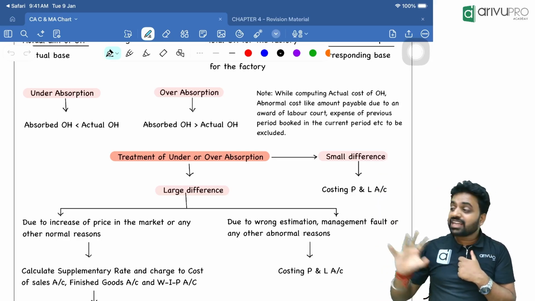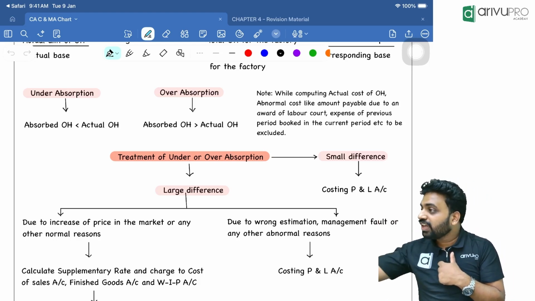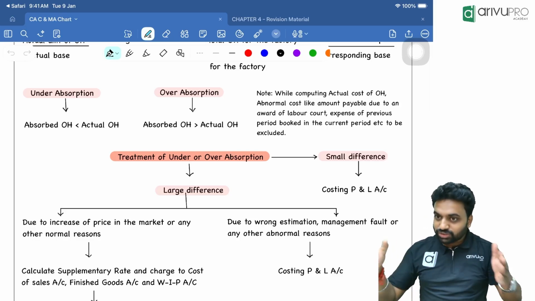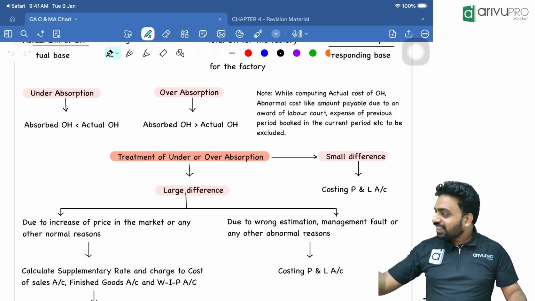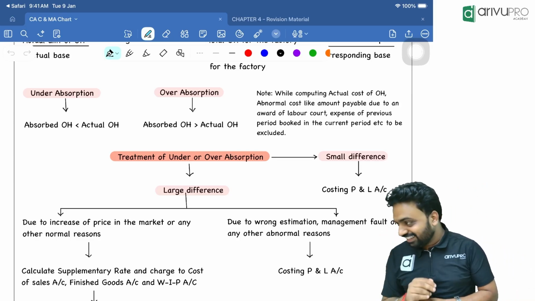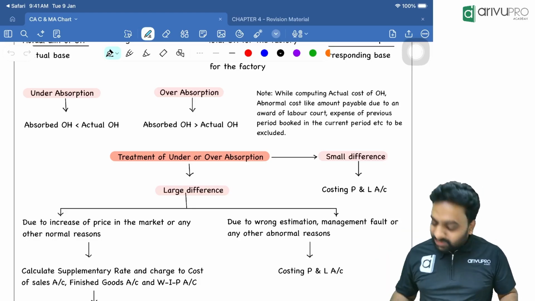Now the question is, how much is smaller? How much is larger? Look at the question. If they have given 7-8 marks, that means they are expecting you to do something more, so then it is a larger amount. If the question is a 2 marks MCQ, charge it to costing period. So once the amount is smaller, charge it to costing period.